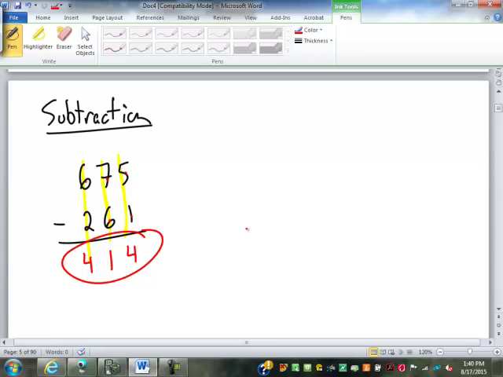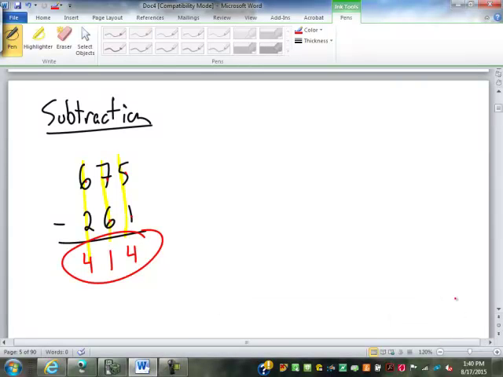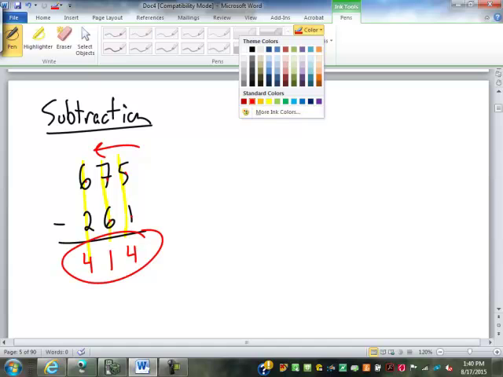What did I do again? We went left to right. We went backwards. What did I do again there? I went left to right. And we're used to going right to left. Why do we go right to left?